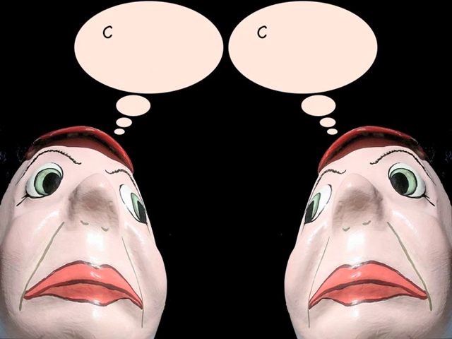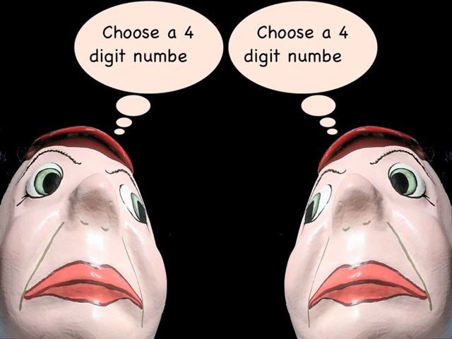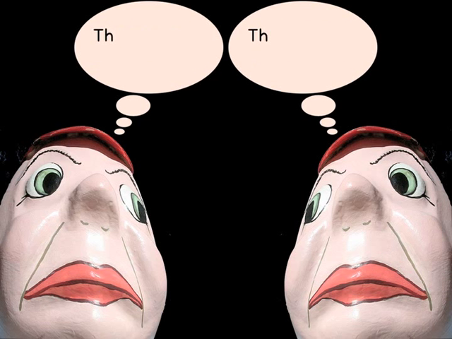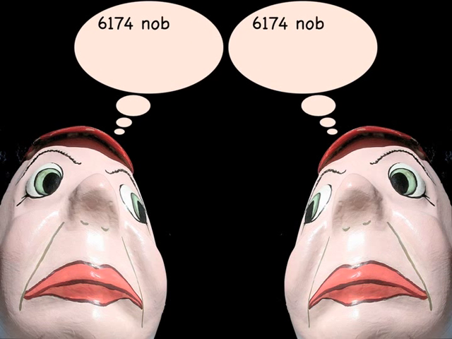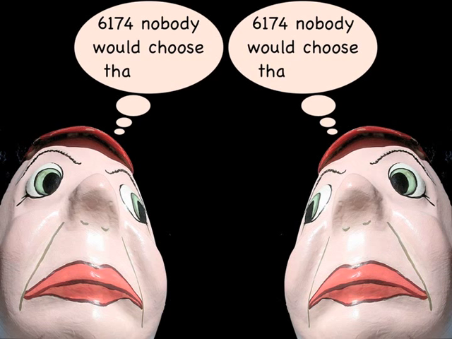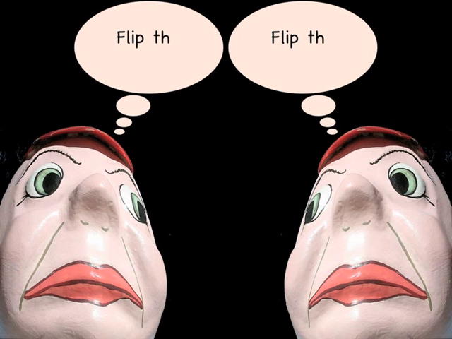Let's try something else. Choose a four-digit number, Tweedledum. The digits all different. 6,174. Nobody would choose that again. Flip the number. 6,174. Flip it. 4,716. Okay, what am I going to do?